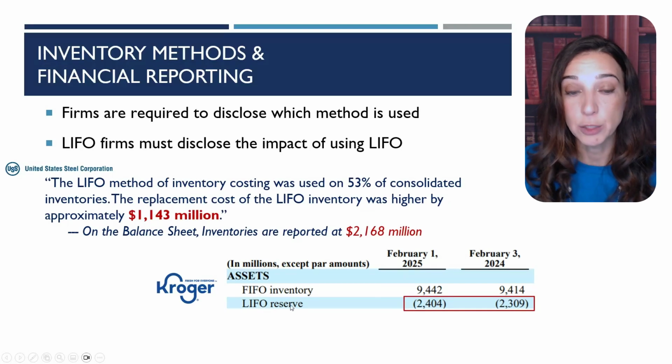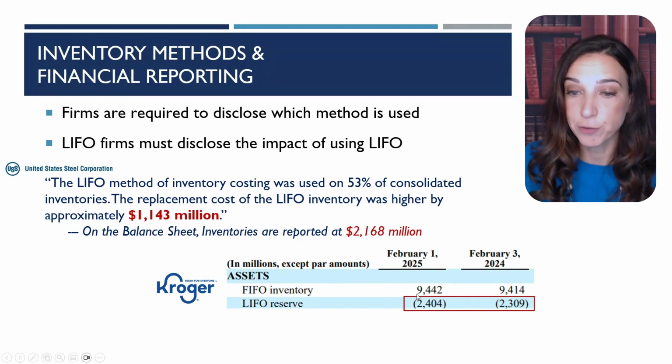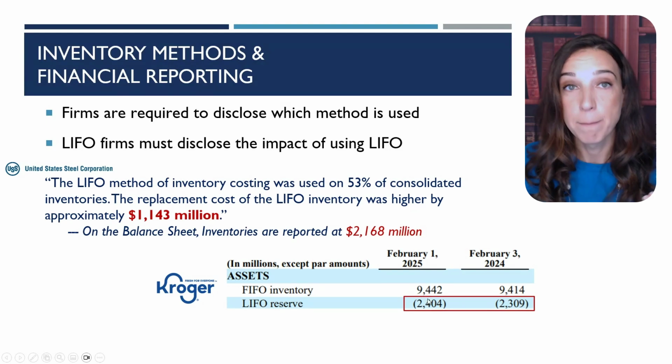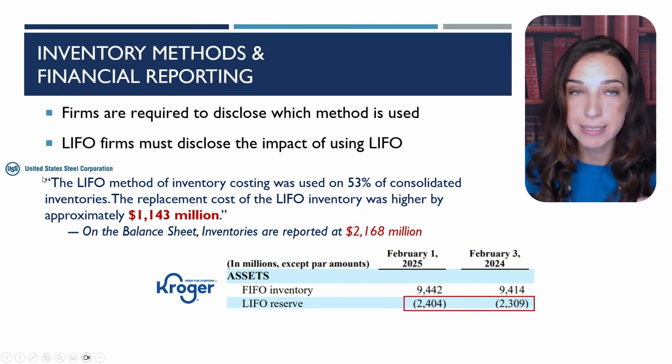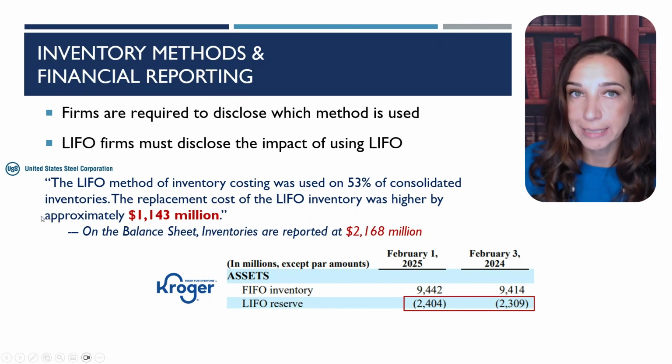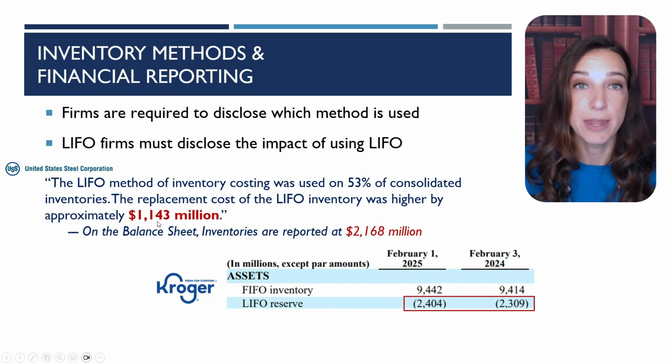They do have inventories that they carry on the LIFO basis, and their disclosure is a little bit different. They use the word LIFO reserve, which is what I'm going to use in these slides as well. And they say that the LIFO reserve as of February 1st, 2025 was $2.4 billion. So the inventories that they would have reported if they were a FIFO firm are $9.4 billion. But because they are a LIFO firm, on the balance sheet, they actually report something that's closer to $7 billion because of this adjustment, the LIFO reserve. Now, United States Steel Corporation didn't use the term LIFO reserve. They just had a qualitative discussion of this item, but this $1.143 billion, that's their LIFO reserve.